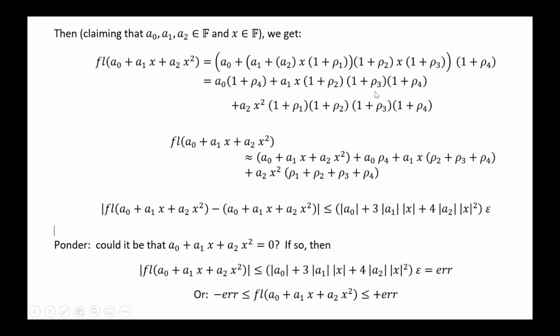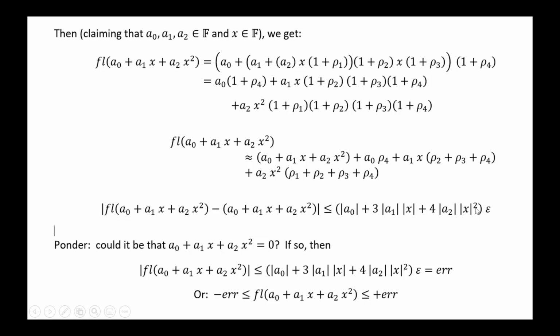For A1x, after I expand all this, the only thing that's left as non-zero would be the row 2, row 3, row 4 linear terms, and then the highest order term A2x squared will see all four, row 1, row 2, row 3, row 4 as linear. So now when I take the true value and compare it with the floating point calculated value using the Horner sequence, I can say that the absolute value of their difference is less than or equal to the absolute value of A0, plus 3 times the absolute value of A1x, plus 4 times the absolute value of A2x squared, all that quantity times epsilon.